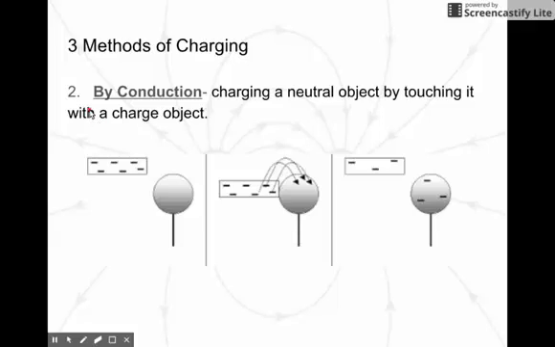The next method is charging by conduction. Here we take an object that's already charged and bring it next to an object that is not charged, that's neutral, and those electrons move towards it. Here you can see in the end, some of the electrons have been transferred to the dome. So charging by conduction is charging a metal by touching it with a charged object.